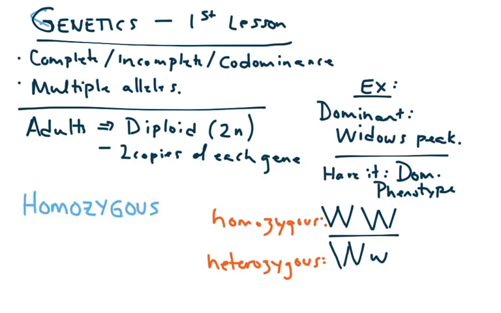So if the parents, your parental genome, let's say, had... So that's the female parent, and that is the male parent. Okay? They're diploid because they both have two copies of every gene, right?